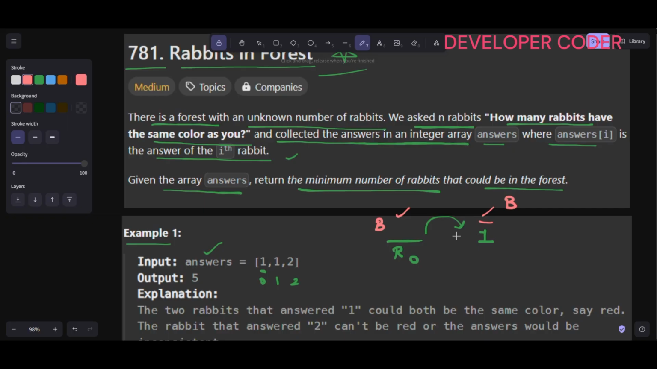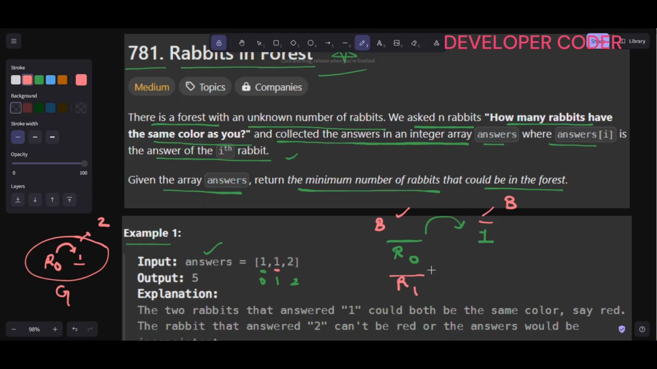So if I join them, this is forming one group. Let's say this is a group. In this group, rabbit 0 is having blue color, and he is saying that there is one more rabbit other than him who is having the same color. So in total right now, this is a group of 2, right? Clear?